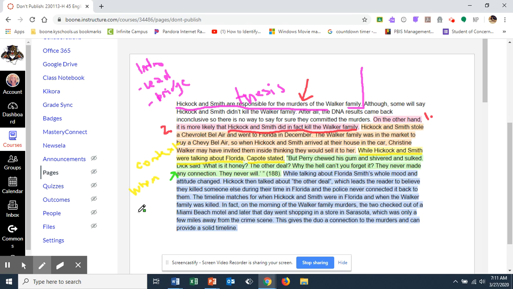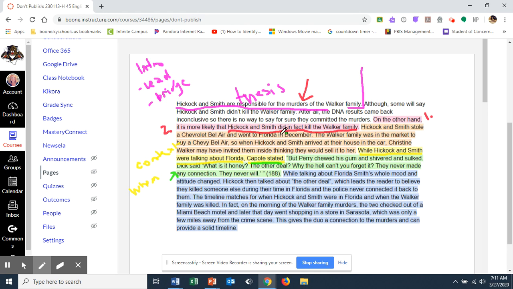Capote stated, or Capote reported their conversation to go. Maybe that would be the best way to say it. Okay, Capote reported their conversation to go. So that way we have Capote as the writer. If he's reporting a conversation, it's to you, the reader. Okay, so maybe something along those lines.